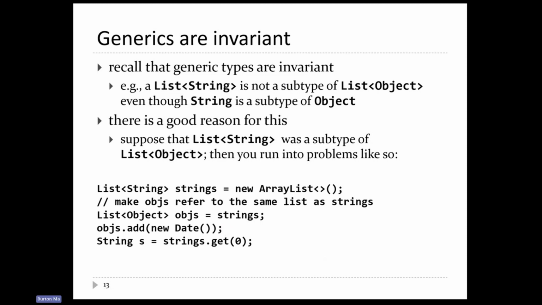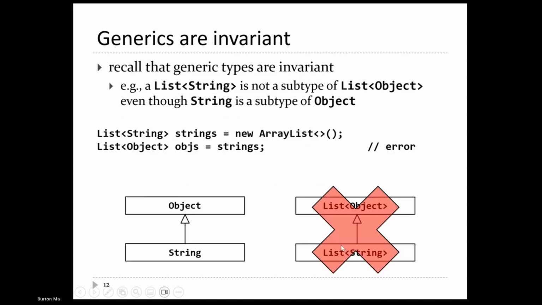So that would compile, and then you'd run into a problem when you went into the list, got the first element, and it's a date, and you tried to store that back in a string variable. This is the exact same situation that happens with arrays, and this does happen with arrays in Java. So the designers of the language decided that this is a bad thing, and shouldn't let this happen with generic types. And so a list of string is not a list of object.